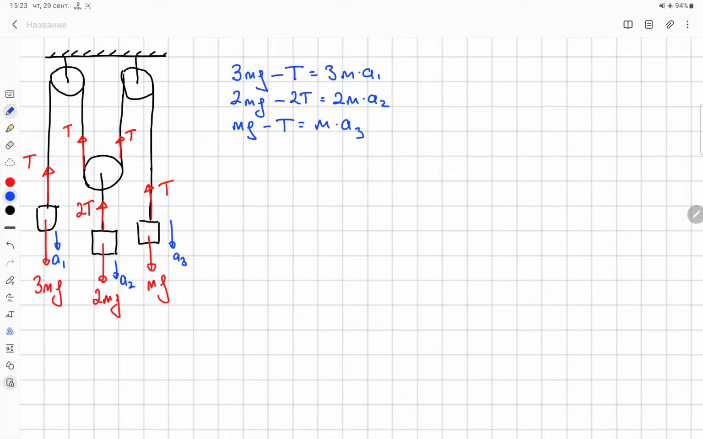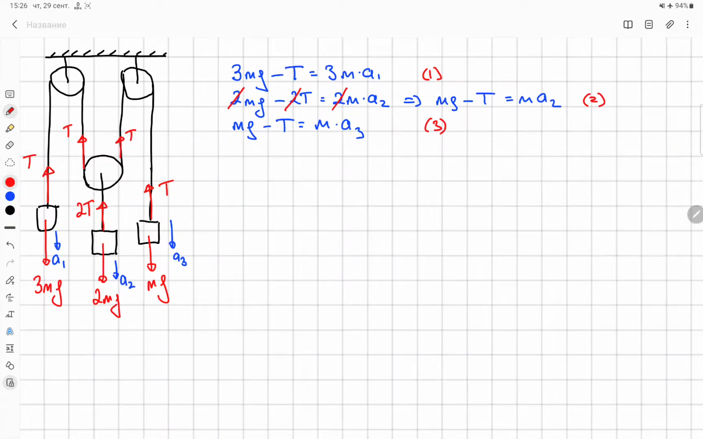We can simplify the second one. We can divide both sides by 2 for the second equation, and we will have mg minus tension equals ma2. Yes? So let's number these equations. This one is the first equation, second equation, and the third one.